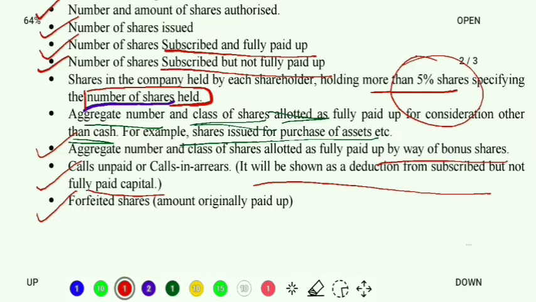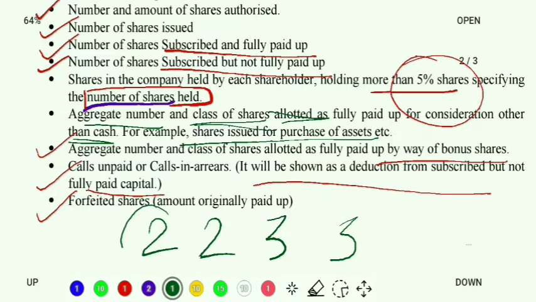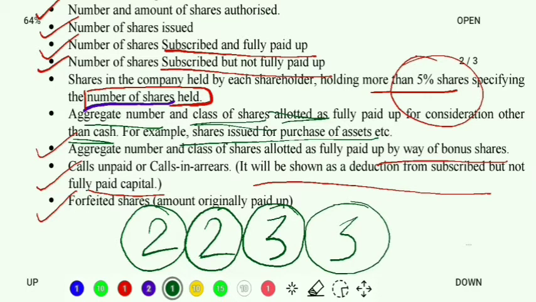Suppose the nominal price of a share is rupees 10. Now that rupees 10 is broken up into parts like 2, 2, 3 and 3. This is my application money, this is my allotment money, this is my first call money, and this is my final call money. Means the company has broken the full amount into small parts, and in small installments, you can say, it takes money from the shareholders.